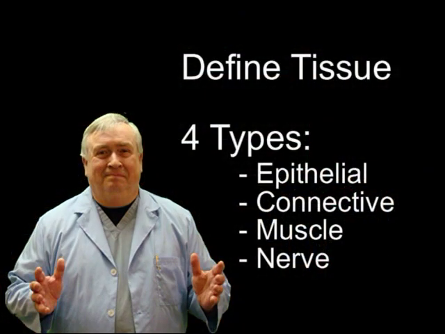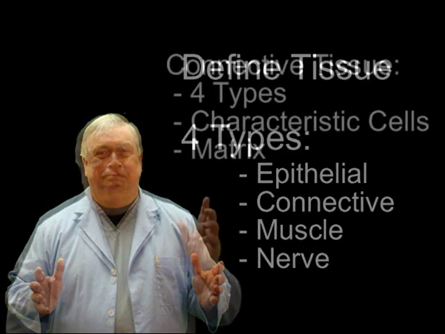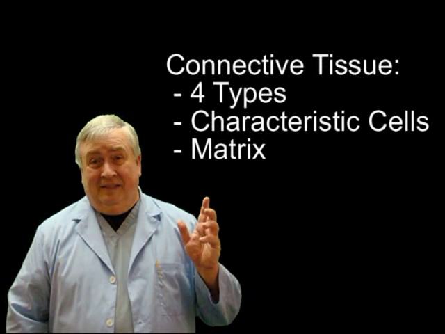Welcome to Lesson 2 of the Basic Human Anatomy course. After completing this lesson, you should be able to define tissue and name the 4 major types of tissues. You should be able to define epithelial tissue, connective tissue, muscle tissue, and nervous tissue. If I were to give you a description of a tissue, you should be able to correctly name it.